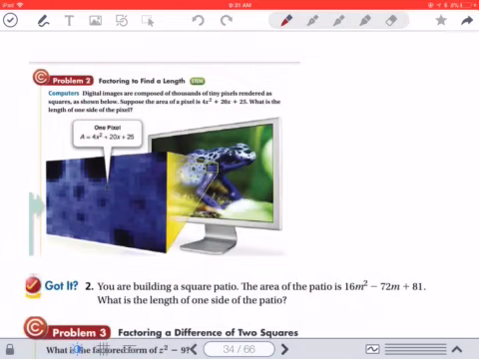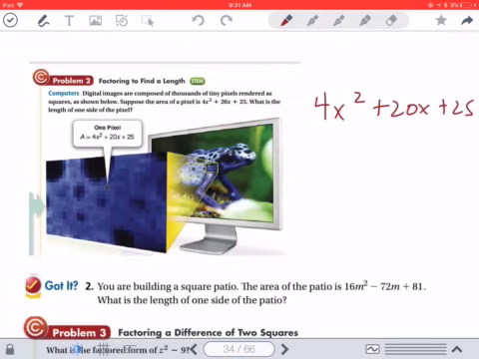All right, moving on here. Actually, we're going to go into difference of squares today. But let's look at problem 2. It says digital images are composed of thousands of tiny pixels. TV, computer, iPad, thousands of tiny pixels, as shown below. Suppose the area of a pixel is 4x squared plus 20x plus 25. What is the length of one side of the pixel? So now I know that the area is 4x squared plus 20x plus 25.